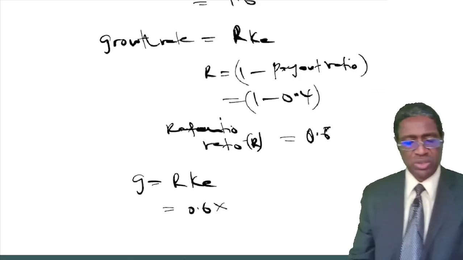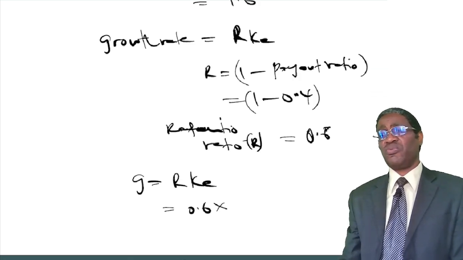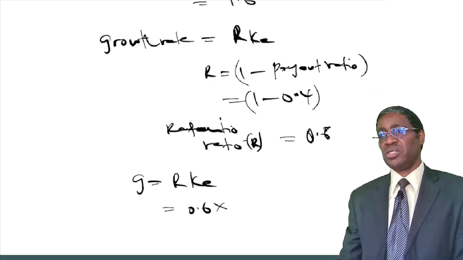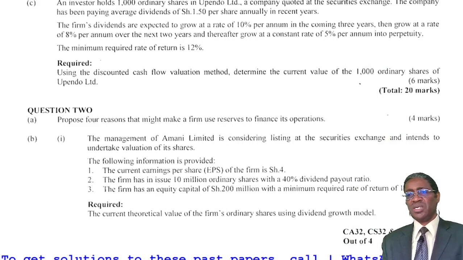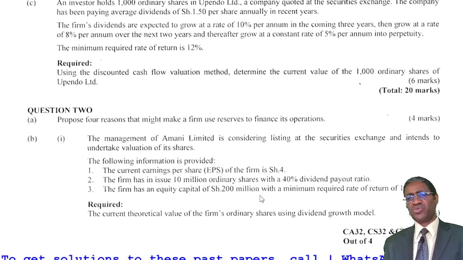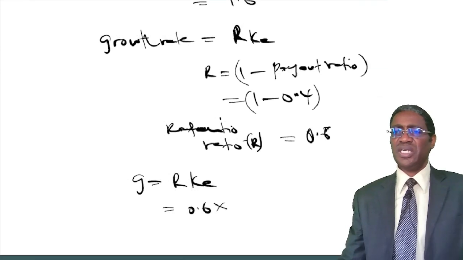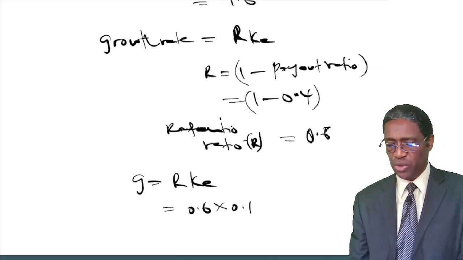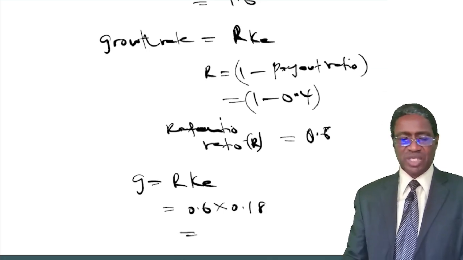Let's go back to the question. We were given the cost of equity, or the required rate of return by the equity holders, as how much? There is a note somewhere. Note number 3 said the firm's equity capital is 200 million with a minimum required rate of return of 18%. Good. Now we know the required rate of return is 18%, that is 0.18.